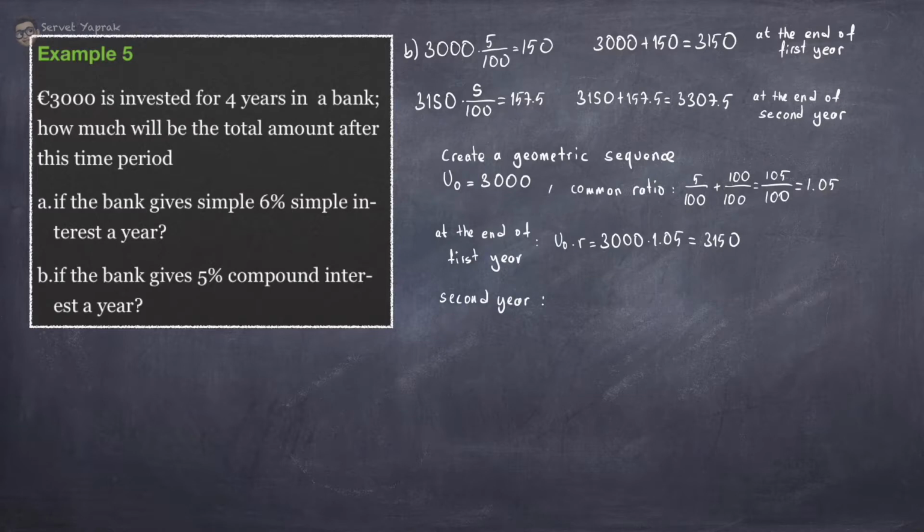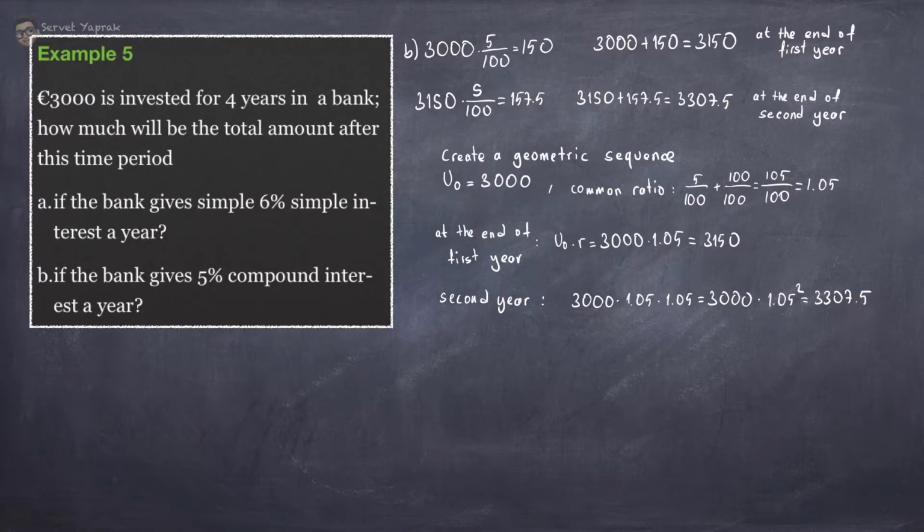So let's apply this formula in the second year. Second year, again, 3,000 euros times 1.05. This is our first year amount. This amount will be multiplied by the common ratio again, because this is the first year. Second year, we will multiply the whole thing again by the common ratio, and then we have 3,000 times 1.05 squared, and the result is 3,307.5, which is the same result we got here.